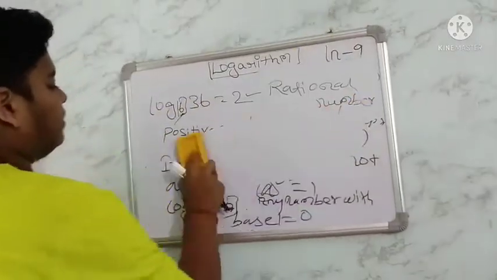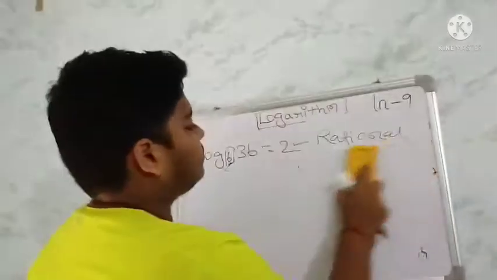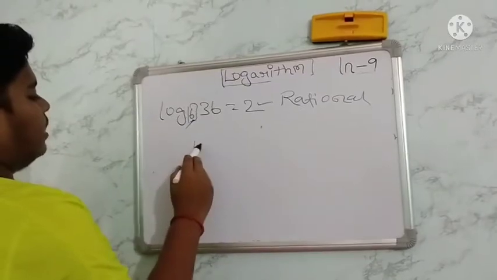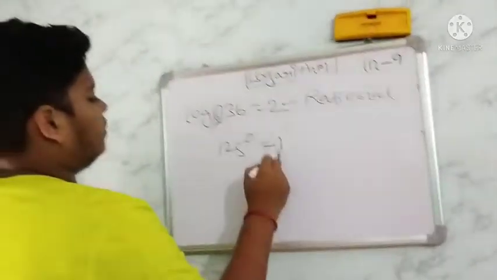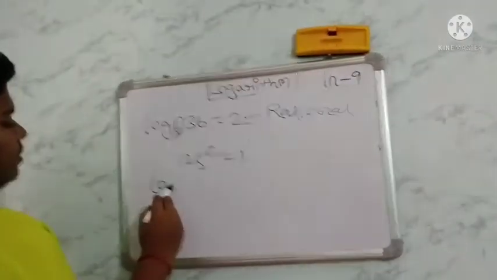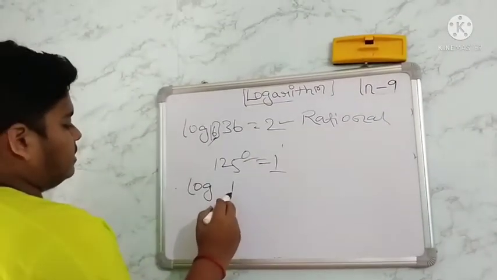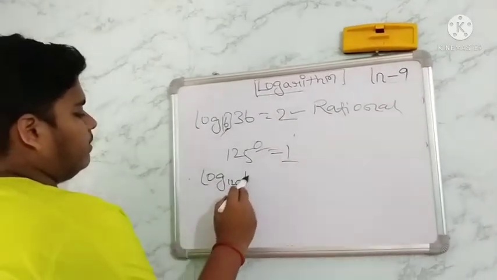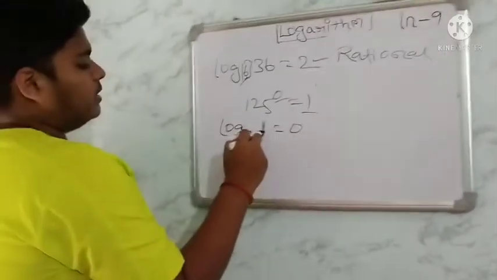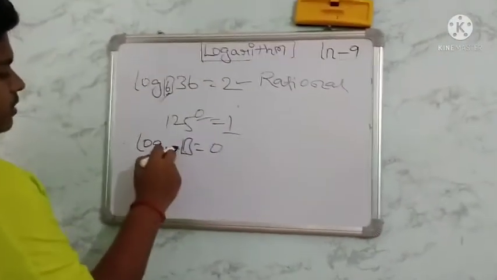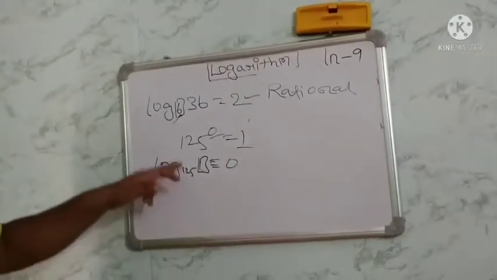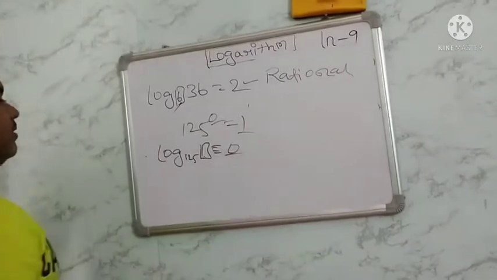Let us take one more example. 125 power 0 is equal to 1. We know that any number with the power 0 is equal to 1. How do we write it in logarithm form? Log of 1 with base 125 is equal to 0, this exponent. So the logarithm of 1 will always be 0.